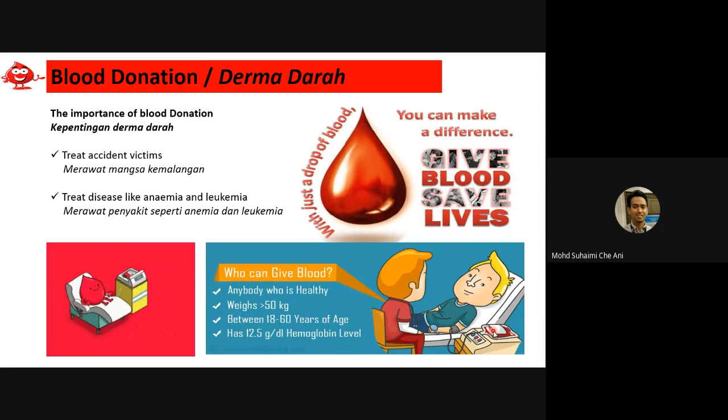All right. So the frequency in a year, you can donate 4 to 6 times if you want to donate. Then the maximum amount you can donate is about 500 milliliter or 0.5 liter only. Okay. All right. Any question?